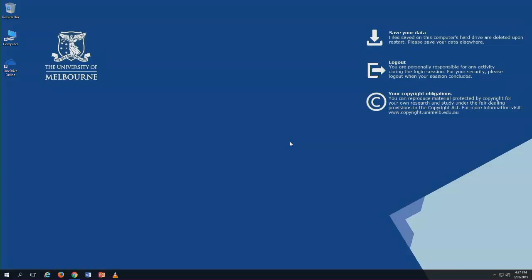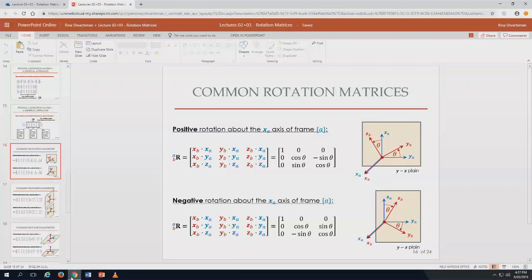So what we are doing now is a rotation that is easy to represent in 2D. It's only a rotation about one axis such that we have the same x-axis of the two frames aligned. It's a special case. So I'll bring back the slide. Let's look.